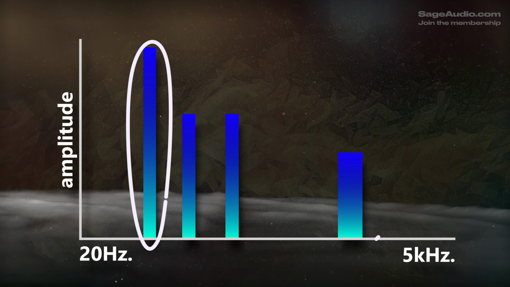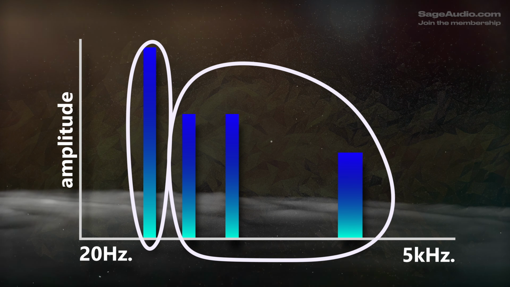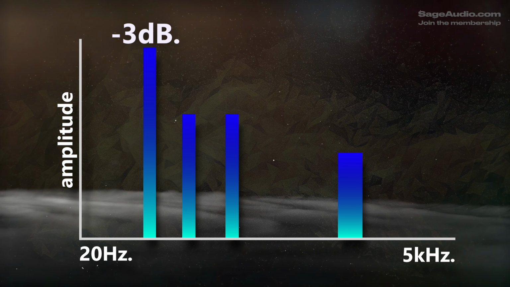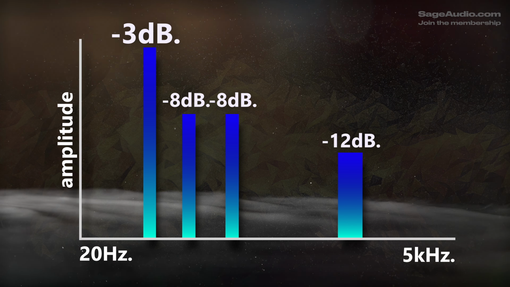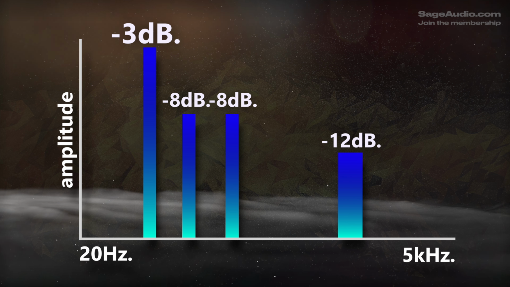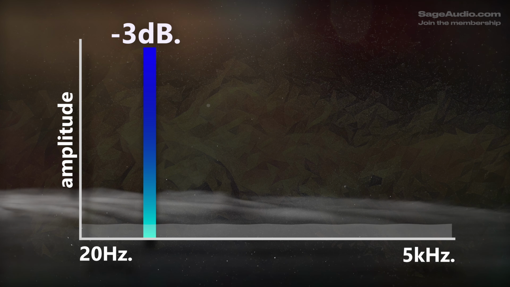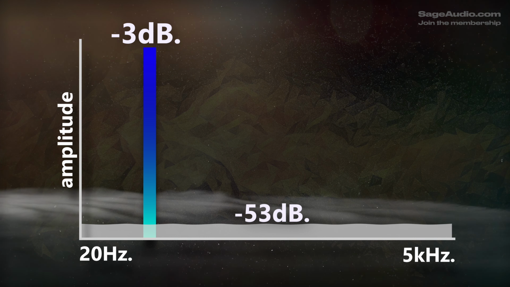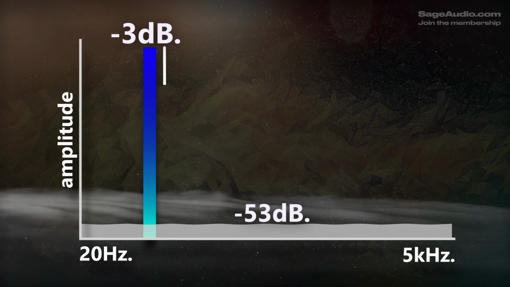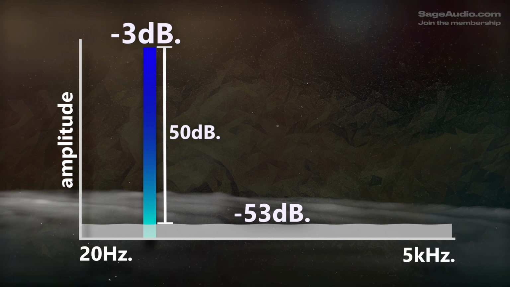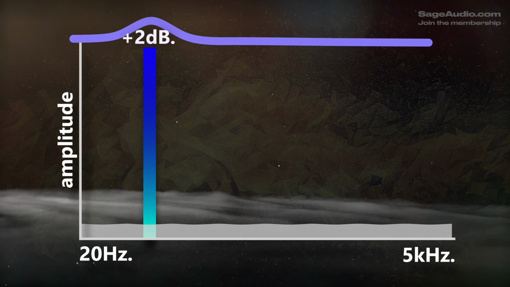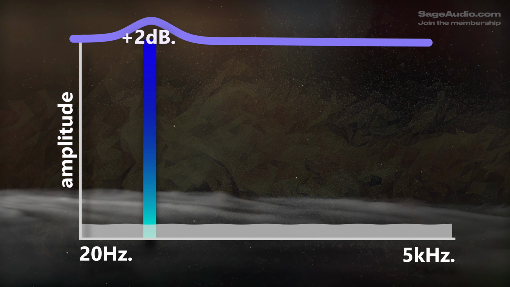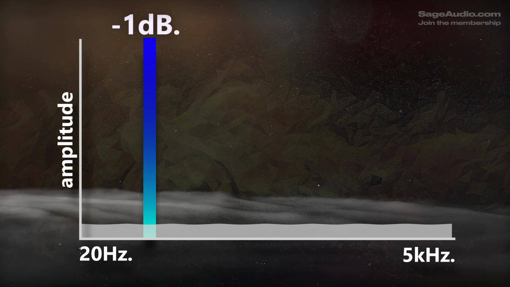We have the fundamental and overtones, just like we discussed earlier. The fundamental peaks at -3 dB, the two overtones peak at -8 dB, and the percussive scrape peaks at around -12 dB. So let's say the quietest part of the performance is -53 dB. So right now, the dynamic range is 50 dB from the quietest part to the fundamental's peak. I'll use a bell filter on the fundamental, and I'll boost it by 2 dB. Now that peak is hitting almost -1 dB.